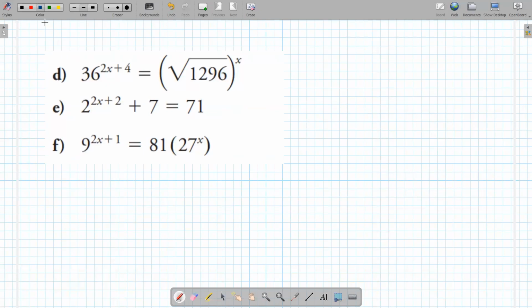So let's look at D. I'll give you a hint for D. 6 power 4 is 1296. How do we go about solving for x in question D?